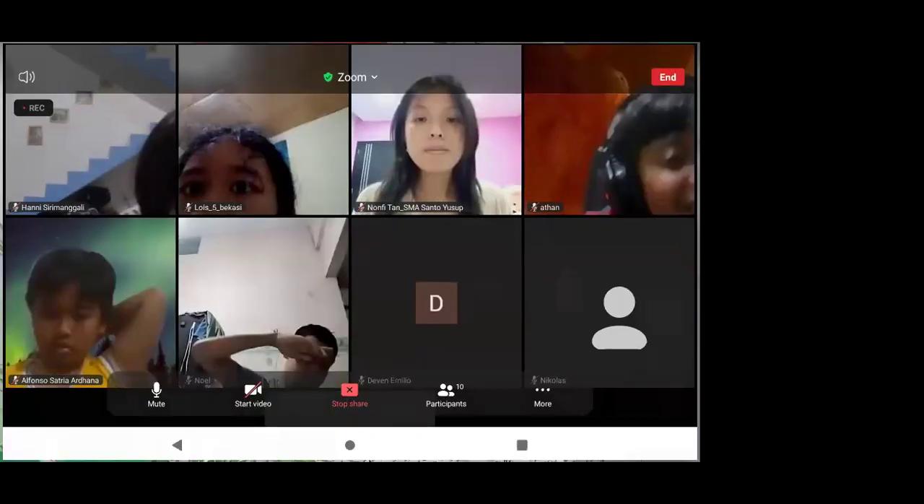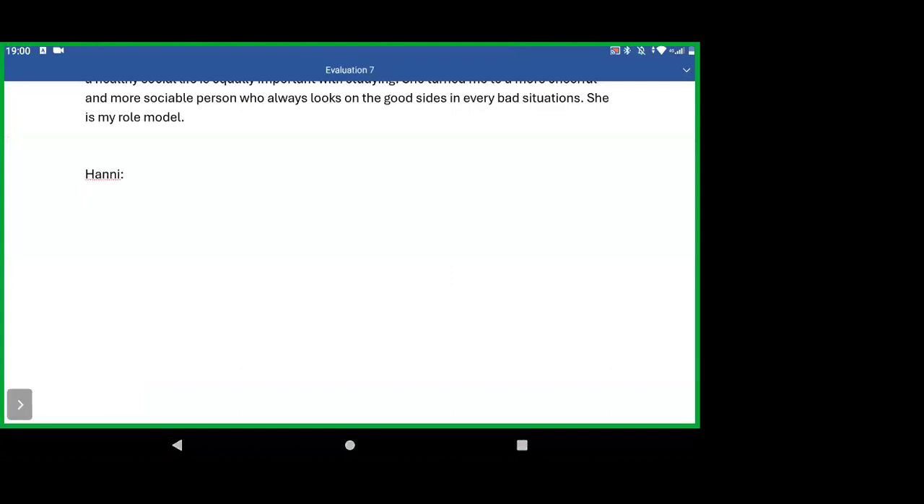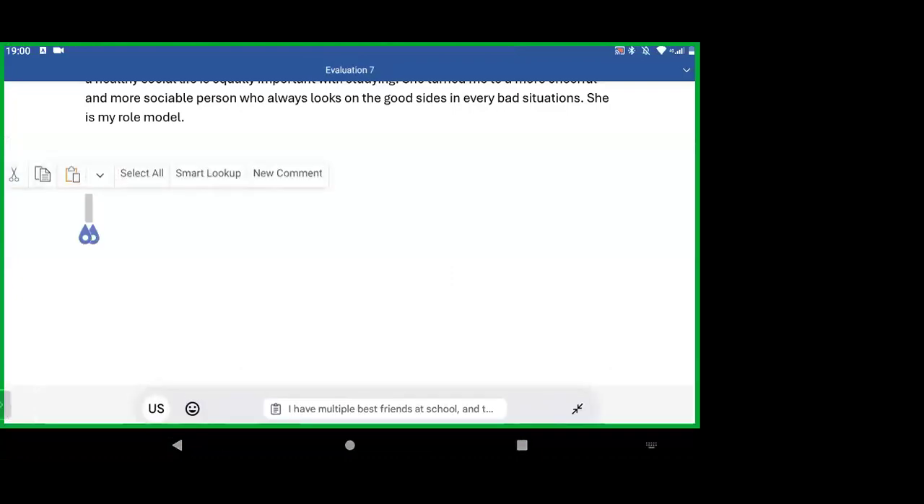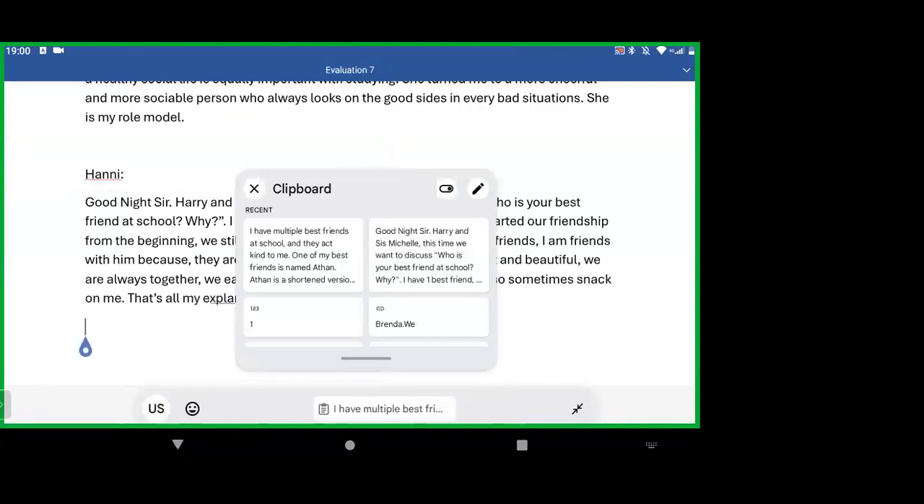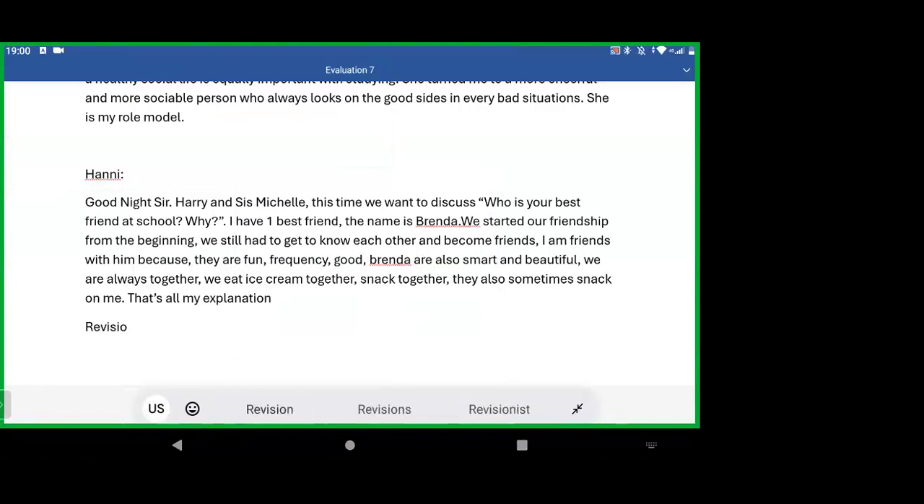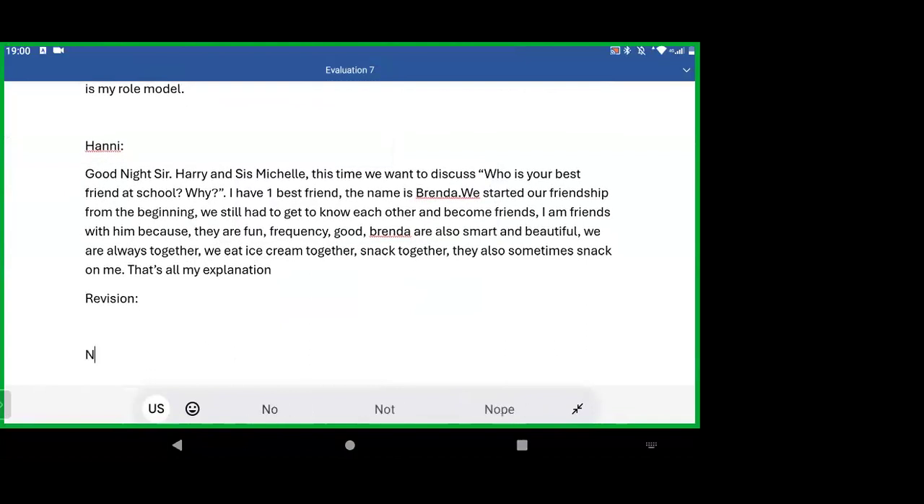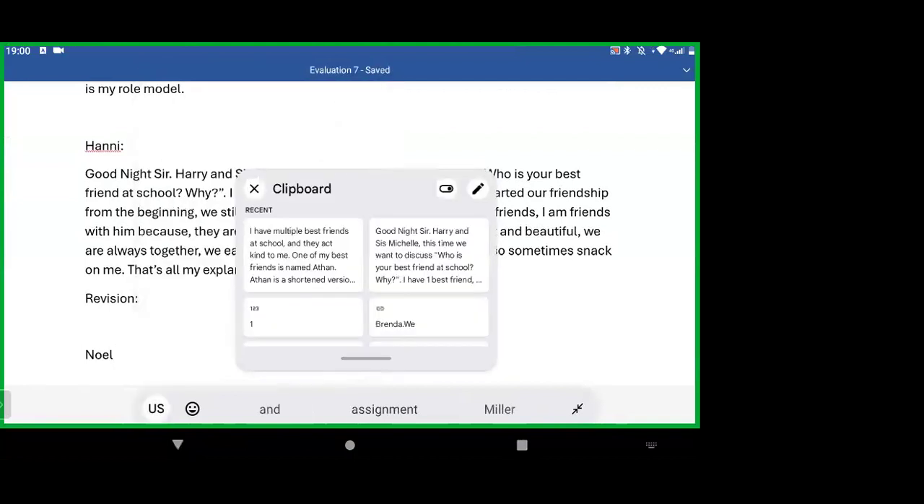Okay. Let me just share my screen again so that you can also see what I'm currently doing right now. Okay, so this would be Honey's assignment. We're going to add Noah's assignment first. So I hope we can finish this for today.